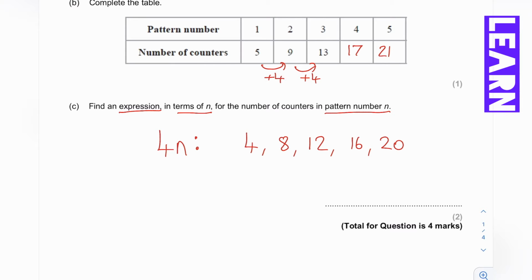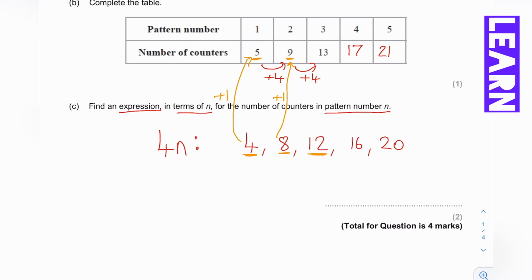You can see that our 4n sequence, our 4 times table, doesn't match at the moment. So our first term in our 4n sequence is 4, but we know the first term in our sequence was 5, so this is exactly 1 away. If we have a look at our second term in our 4n sequence, that is 8, and our second term in our sequence is 9, so that's also 1 away.